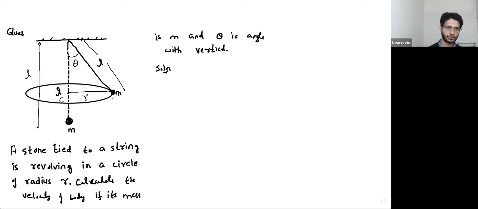Gravitational force, which is weight, right? Only acting in the downwards direction. Another force which is acting over this mass m. No, centripetal is the requirement. We never draw centripetal force in your FBD, free body diagram. Another force. Only one force is acting on the body.